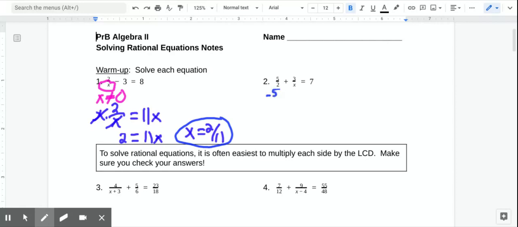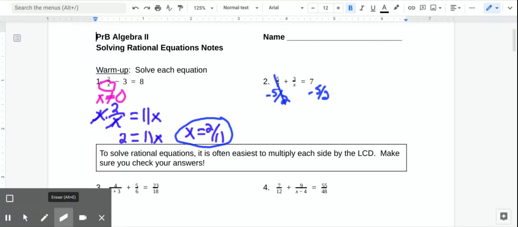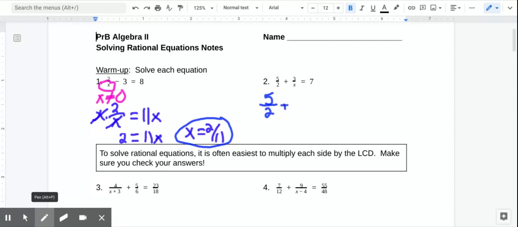Now, the second one, we could start the same way. We could say, hey, I'm going to subtract 5 halves from both sides and keep going. The downside of this is now we have 7 minus 5 halves, which, we have to get common denominators. It just gets a little bit more messy, and it'll get a lot messier in our more difficult problems. So another approach that we can use is we could say, let's get rid of these fractions from the beginning. So I'm just going to write this a little bit bigger so I can see it better.